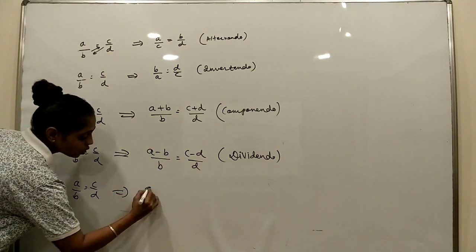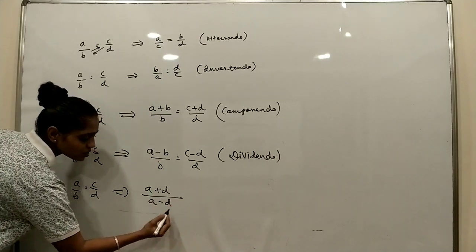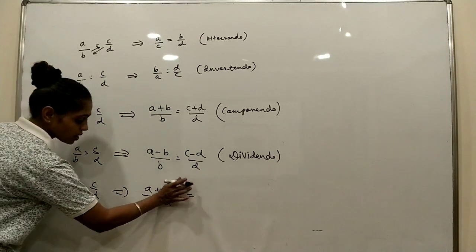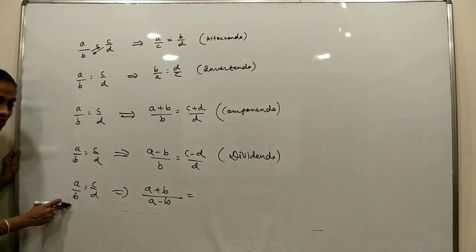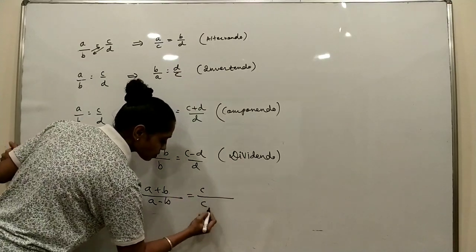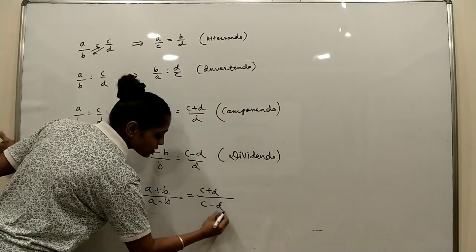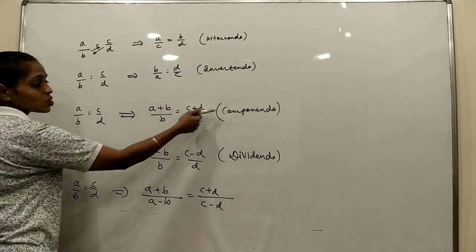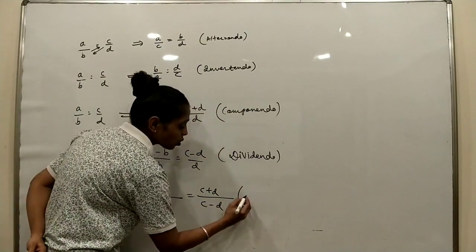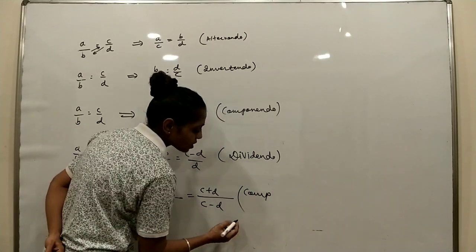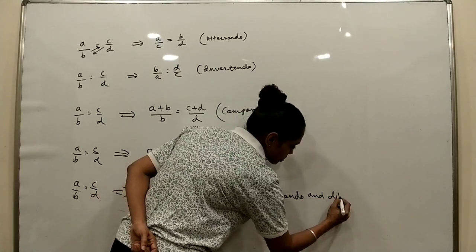Now in the same ratio, take componendo as well as dividendo. Numerator plus denominator, numerator minus denominator, and C plus D, C minus D. Numerator plus denominator is known as componendo, and minus is known as dividendo. So in the same ratio, we have taken the process componendo and dividendo.